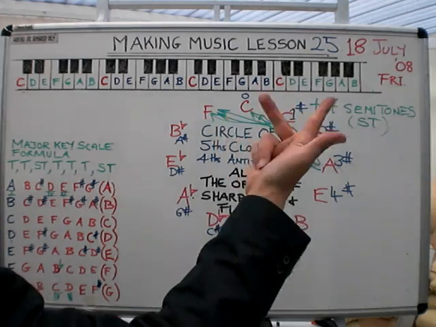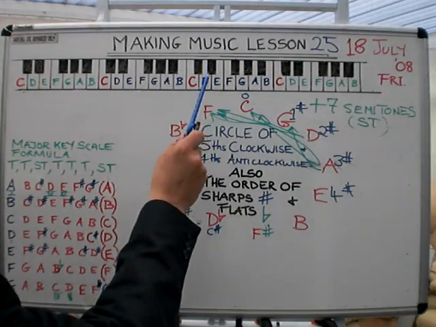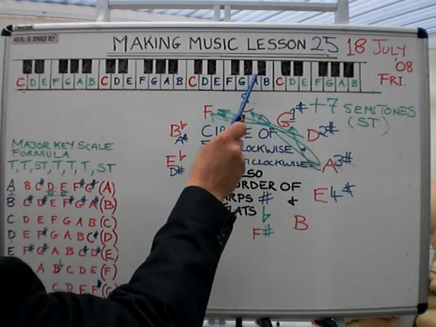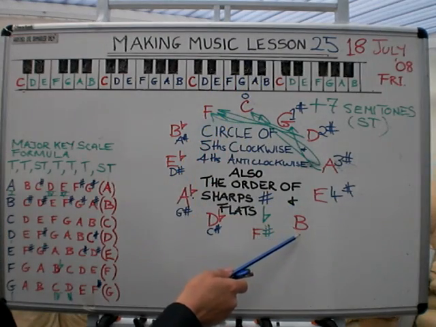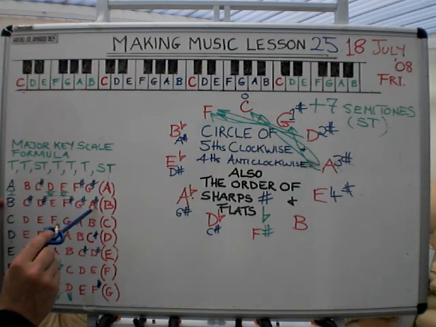Start there. E, F, G, A, B. All from E, 7 semitones. 1, 2, 3, 4, 5, 6, 7. We land on the B. Let's go over here to the B. B natural, alphabetically natural. B, C, D, E, F, G, A, B.